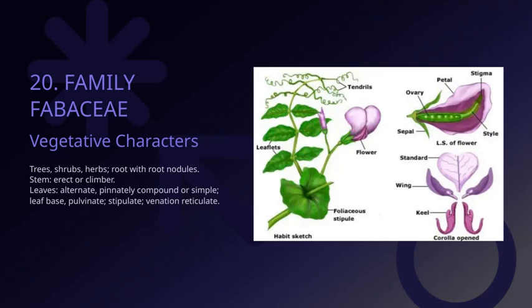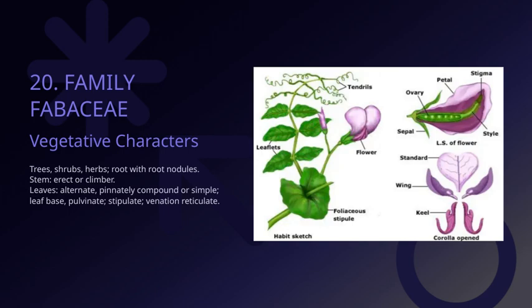Let's take a closer look at the vegetative characters of the Fabaceae family. These plants typically include trees, shrubs, and herbs, and one of their key features is that their roots often have root nodules. These nodules are important because they help with nitrogen fixation, which enriches the soil. Moving up to the stem, you'll notice that it can be either erect, standing upright, or climbing, which allows the plant to reach for sunlight or support itself on other structures.